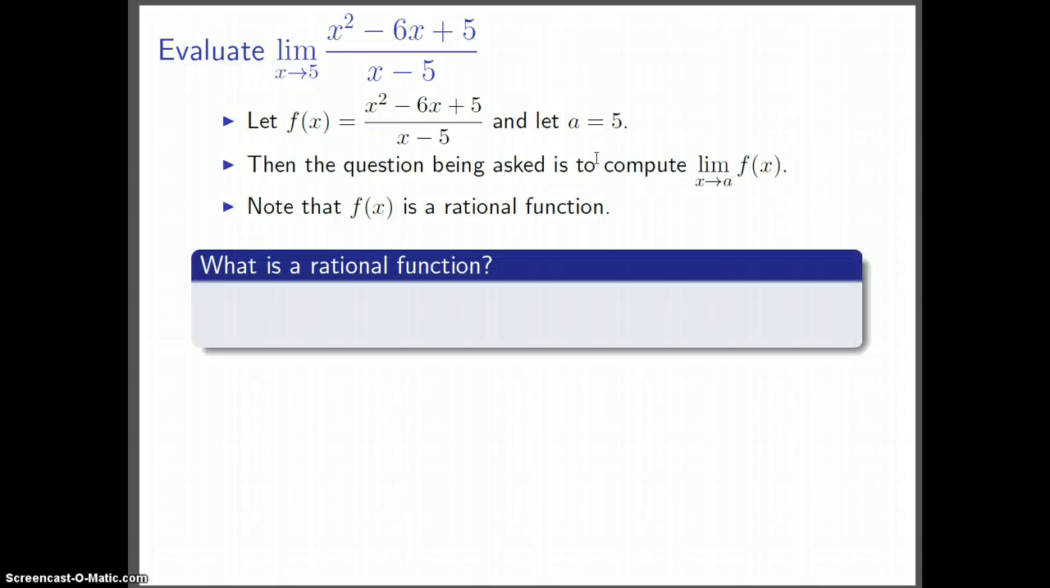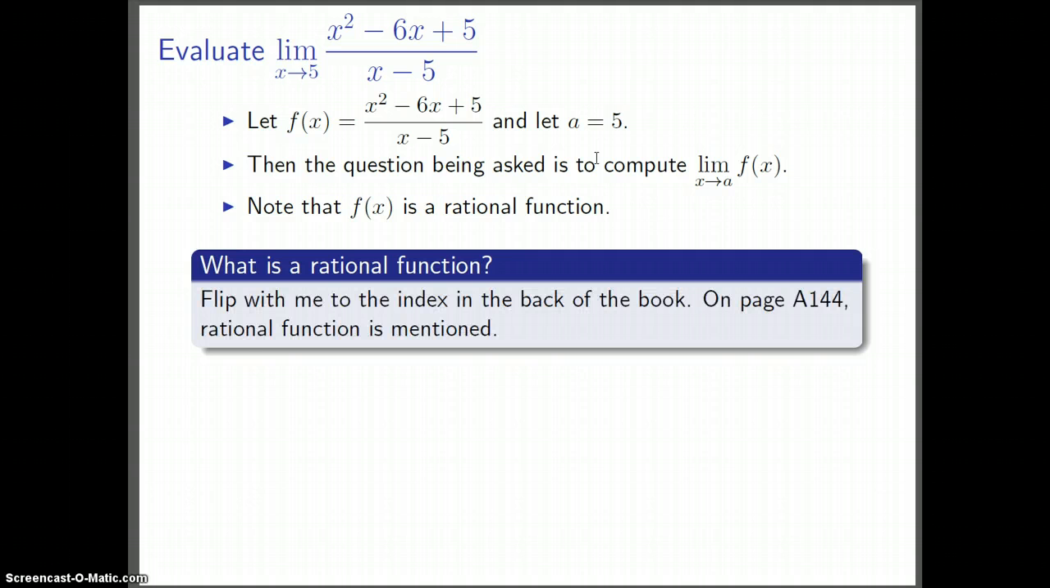We talked about rational functions in class, but if you forgot or you just want a reminder, I'd like to go through the process of what you can do to find things. I'd like you to become empowered to use the book as a resource. So go ahead and flip with me to the index. It appears in the book in the very back right after all of the solutions to the odd numbered problems, and on page A144 in the first column you'll see rational function.